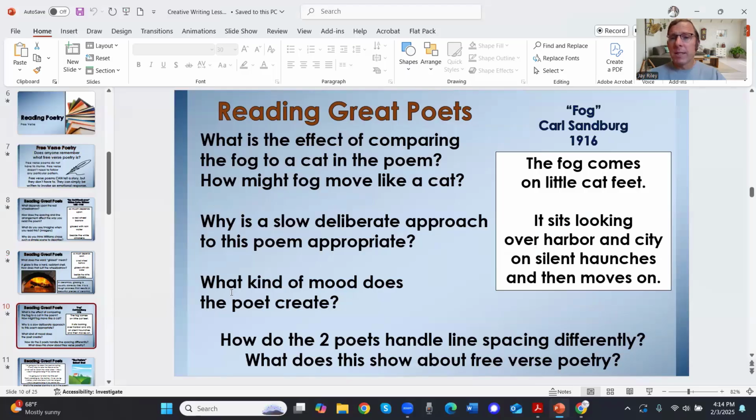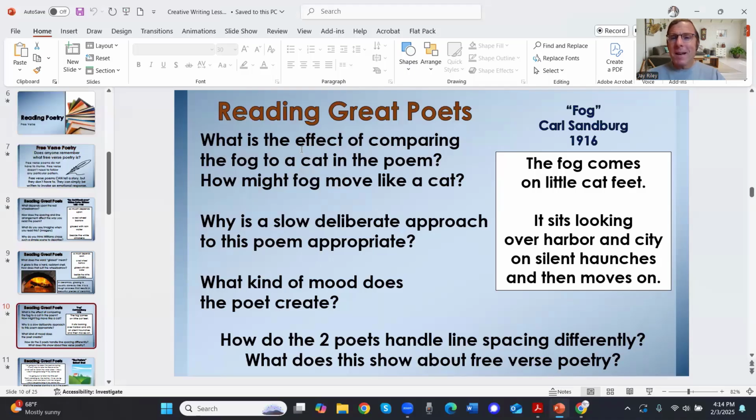This is a poem I really love, Fog by Carl Sandburg. And in this poem, the poet compares fog to a small cat. So let's go ahead and read this together. The fog comes on little cat feet. It sits looking over harbor and city on silent haunches and then moves on.